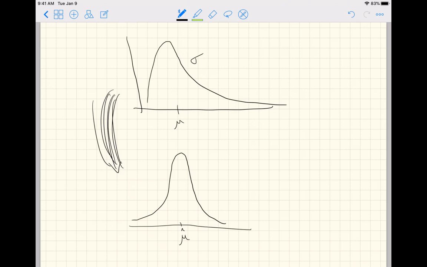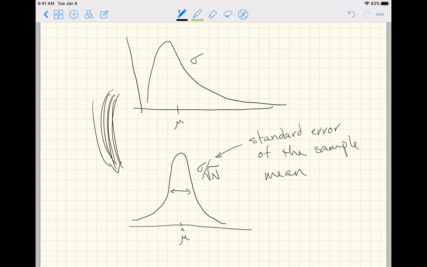And the variation of all of your estimates will be sigma over the square root of n. This is our standard error of the sample mean. This quantity describes how much uncertainty there is in our estimate of the population mean.